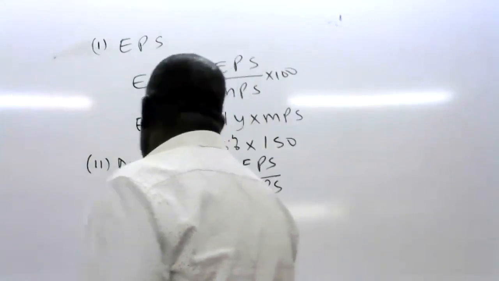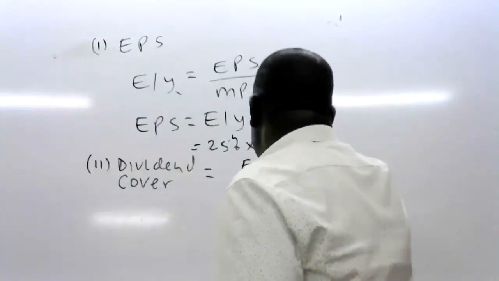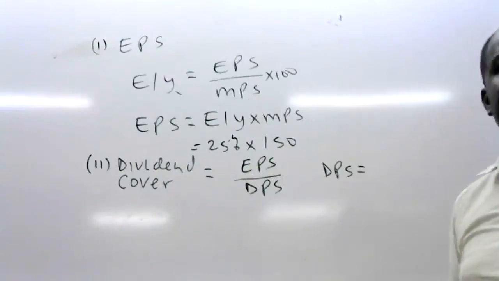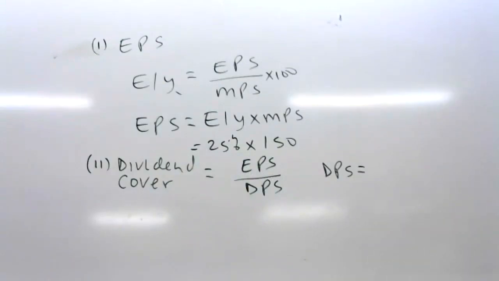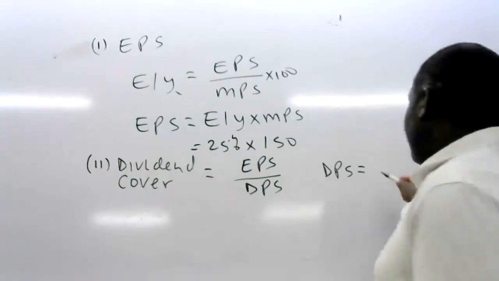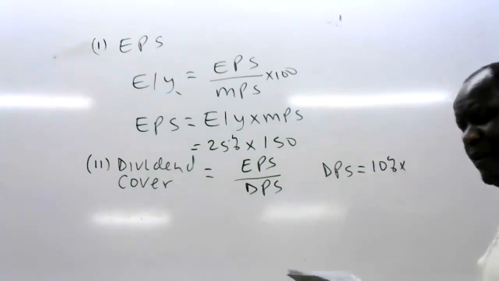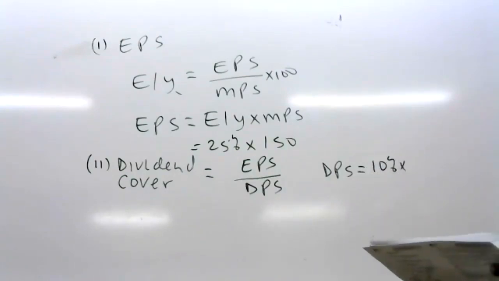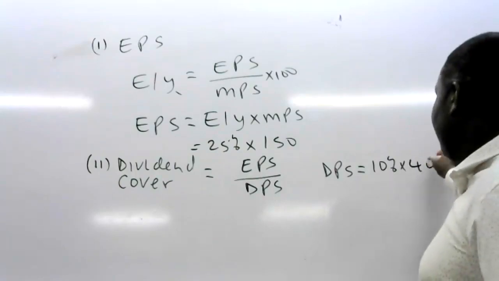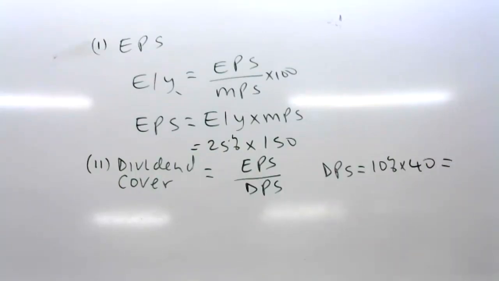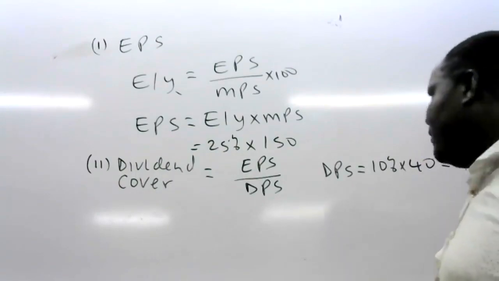So what we need to do first is get the dividend per share. To calculate the dividend per share, you can see the question said the dividend for the year is 10% of the share's nominal value. So you simply get 10% of the nominal value. That nominal value is 40. So what should be 10% of the 40?